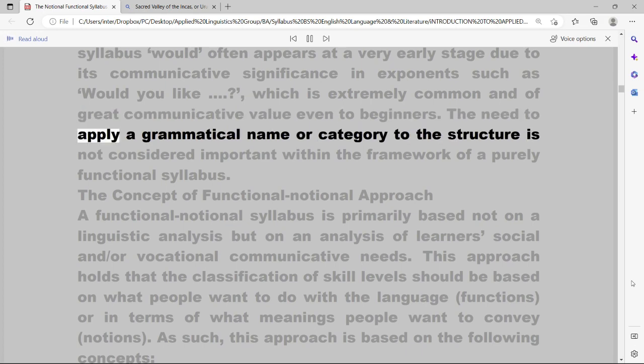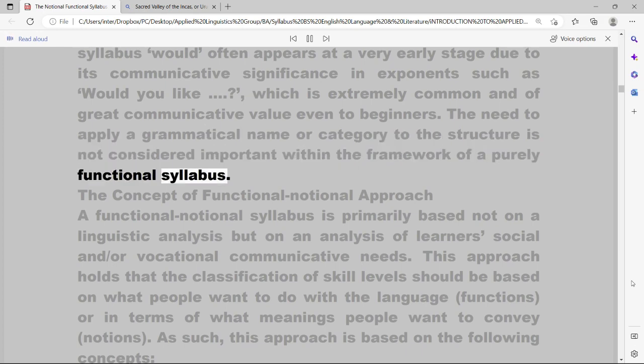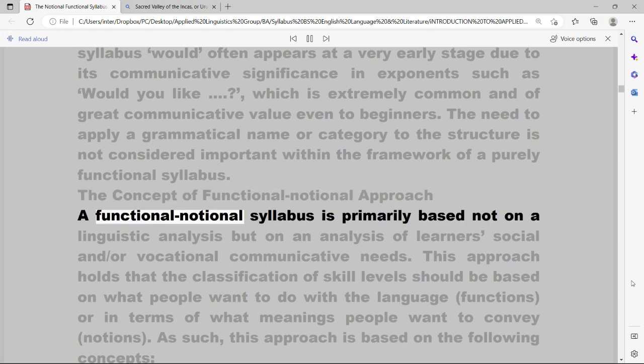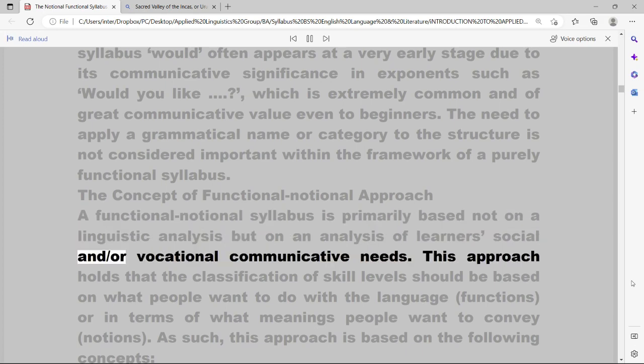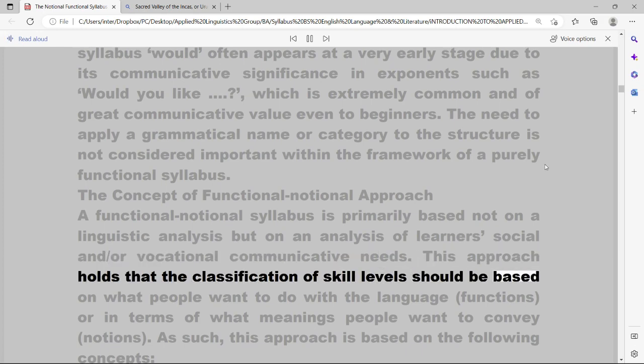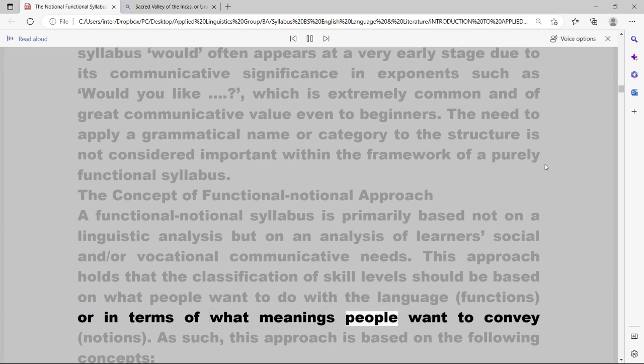The need to apply a grammatical name or category to the structure is not considered important within the framework of a purely functional syllabus. The concept of functional notional approach. A functional notional syllabus is primarily based not on a linguistic analysis but on an analysis of learners' social and/or vocational communicative needs. This approach holds that the classification of skill levels should be based on what people want to do with the language, functions, or in terms of what meanings people want to convey.